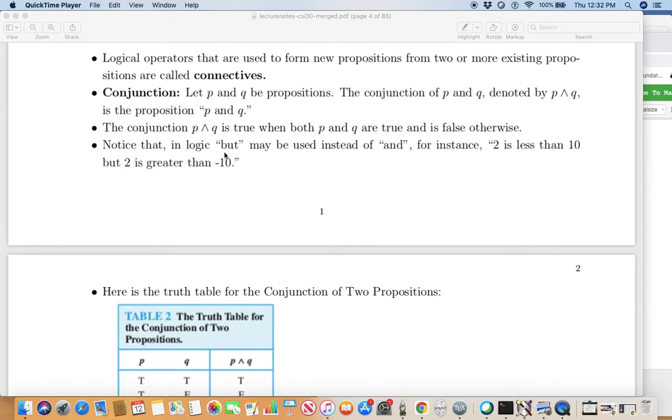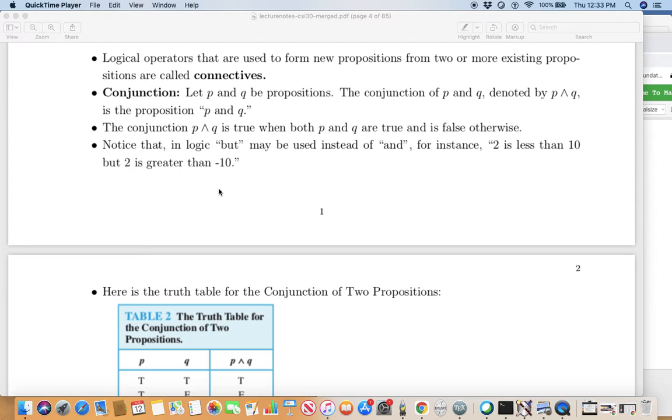Notice that in logic, but may be used instead of and. For instance, 2 is less than 10, but 2 is greater than negative 10. So that means 2 is less than 10 and 2 is greater than negative 10.